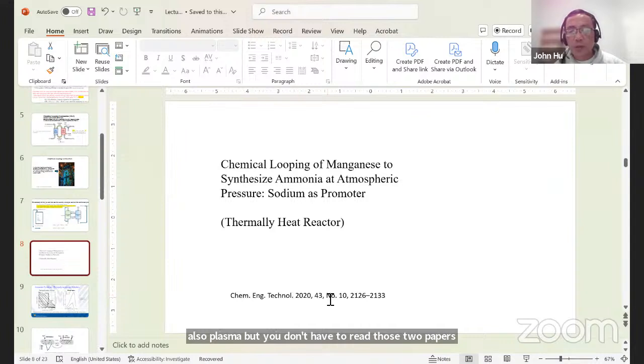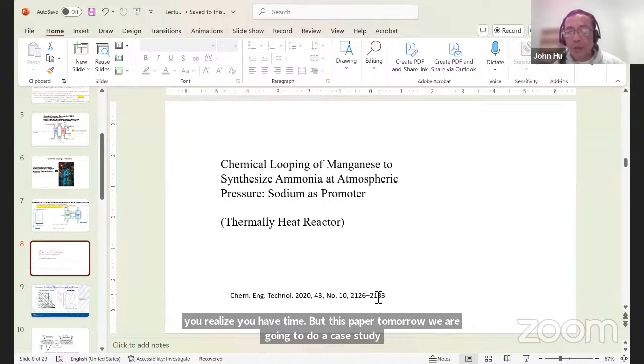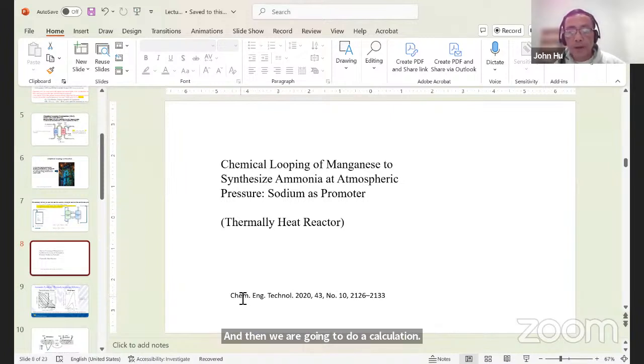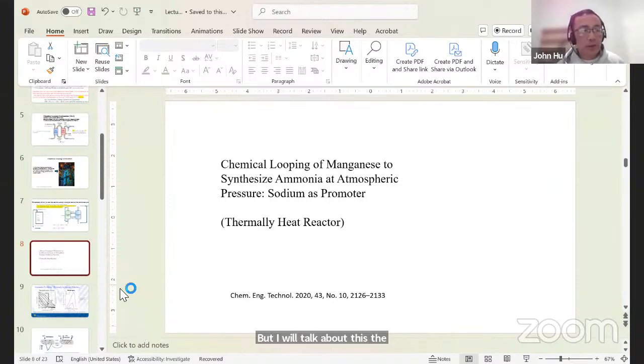But this paper, tomorrow we are going to do a case study and a calculation, and see if you can come up with the same catalyst or reactor size. I will talk about this at the end of today, but I want to continue today's discussion.